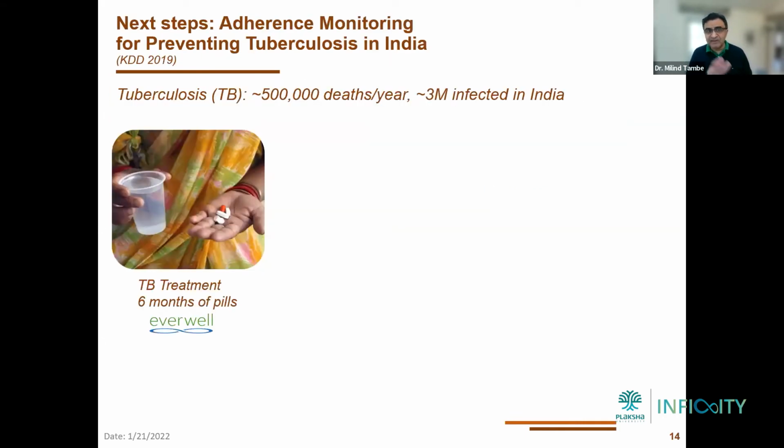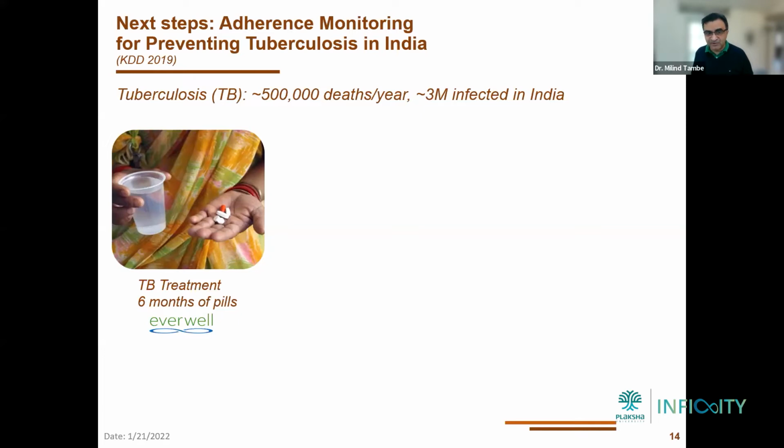There are many other applications of these restless bandits. Tuberculosis is one. Tuberculosis causes 500,000 deaths per year in India. 3 million people are infected every year. And patients have to take these TB treatment pills for 6 months. And the question again is that, for me, even taking a 1 week course of antibiotics is difficult. For patients who have to take this for 6 months, it is extremely difficult.